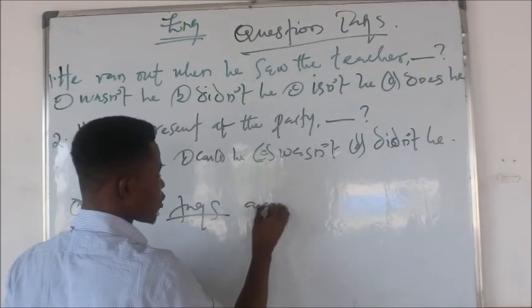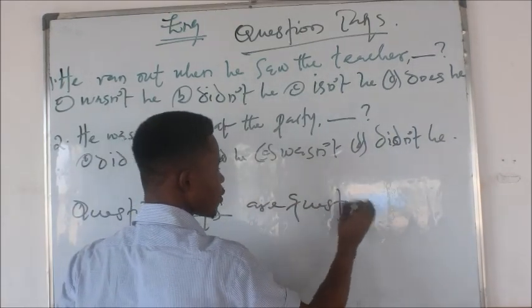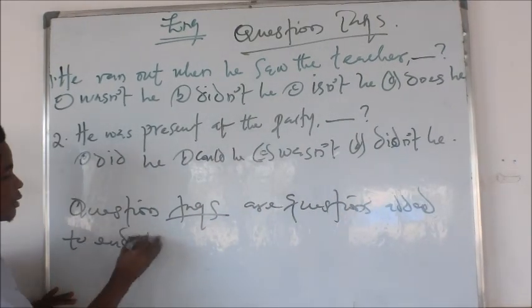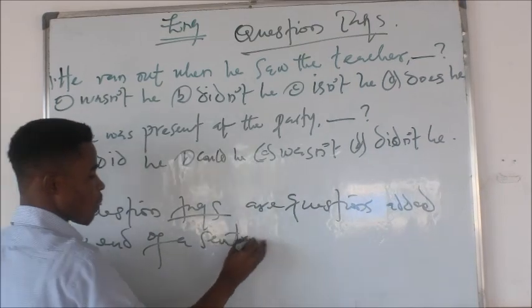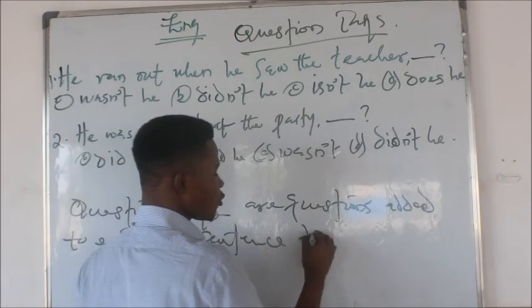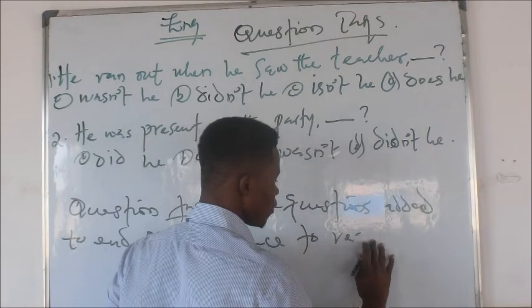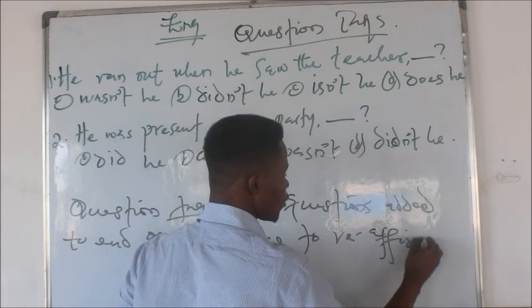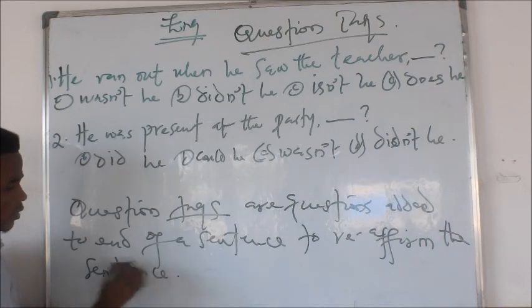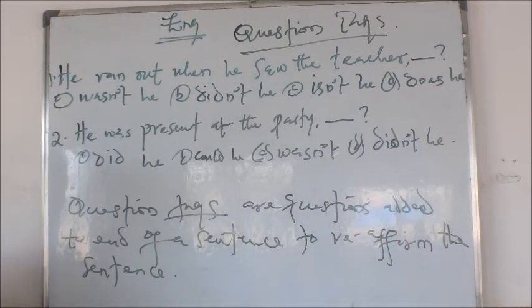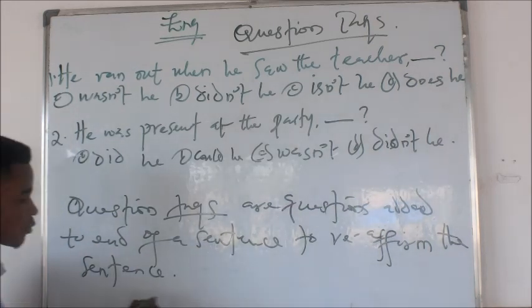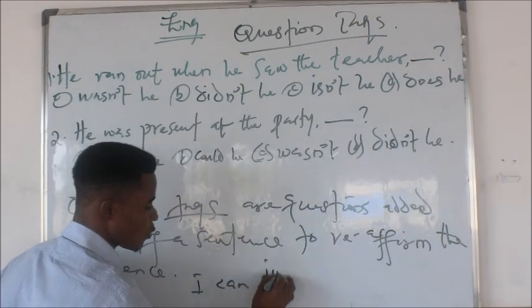Question tags are questions added to the end of a sentence to reaffirm the sentence. I can as well call it a statement. So we say we add a question tag to the end of the sentence to reaffirm such a sentence. To reaffirm. So if I have something like I can jump.